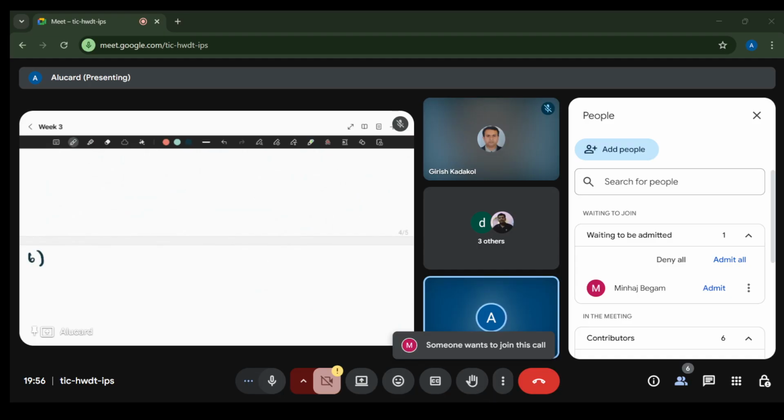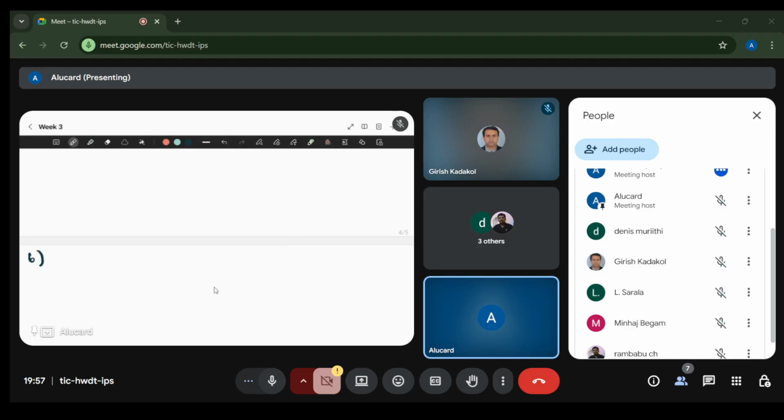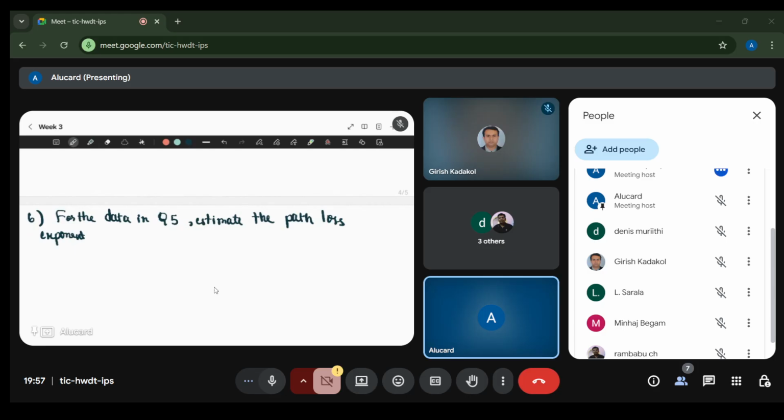We'll go to question 6. Question 6 is: for the data in Q5, estimate the path loss exponent using the least squares method.